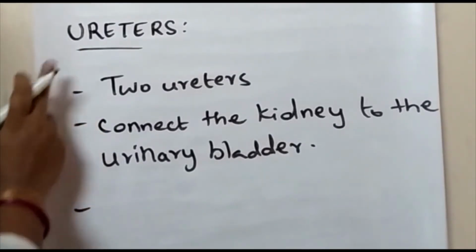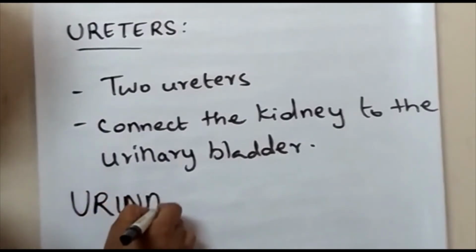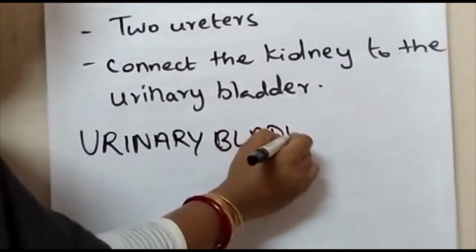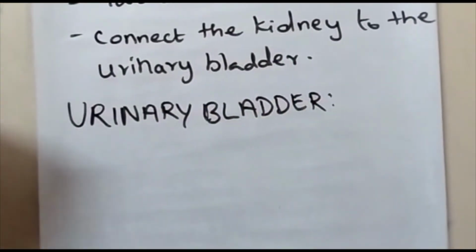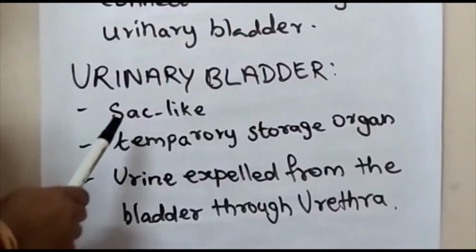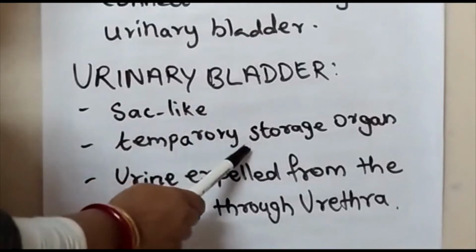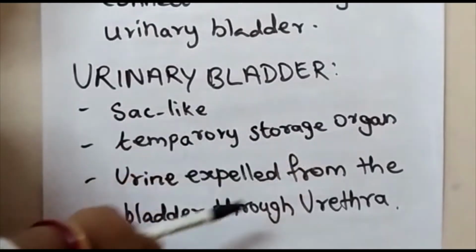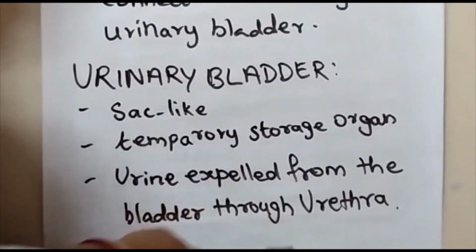Okay, children. The next one is the urinary bladder. The urinary bladder is sac-like. It is a temporary storage organ for urine. Urine is expelled from the bladder through the urethra.